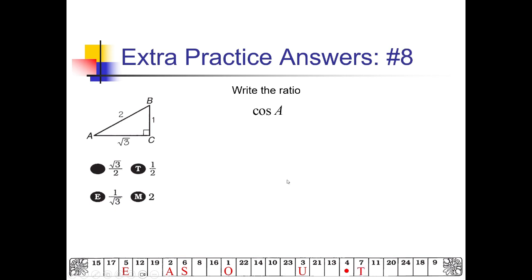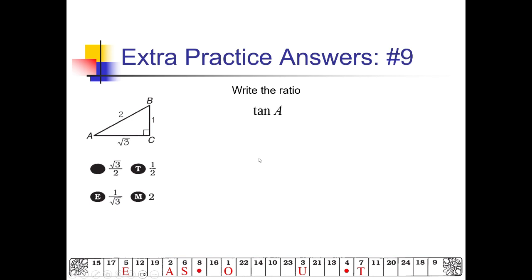Now we've got the cosine of A. That's adjacent over hypotenuse. So adjacent side for A is this radical 3 side right here. Hypotenuse is still 2. And that's going to be this blank here. So we're going to put a blank, or a solid dot I would put, I guess, in spot 8.